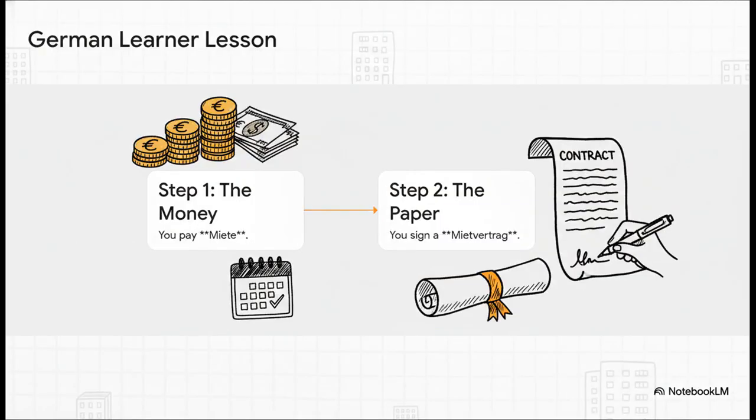Let's make this super practical. This is the easiest way to lock it in. Think about it in two simple steps. Step 1, you pay the money. What do you pay? You pay the Miete. Step 2, you sign the paper. What kind of paper is it? Well, it's a Mietvertrag, a rental contract.